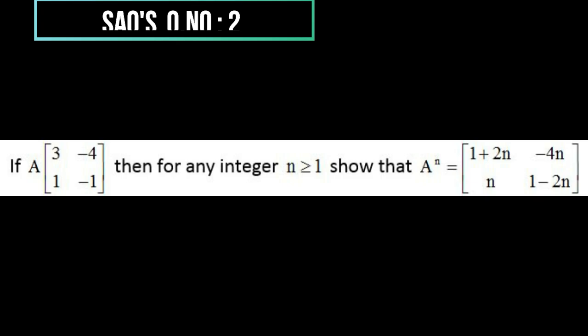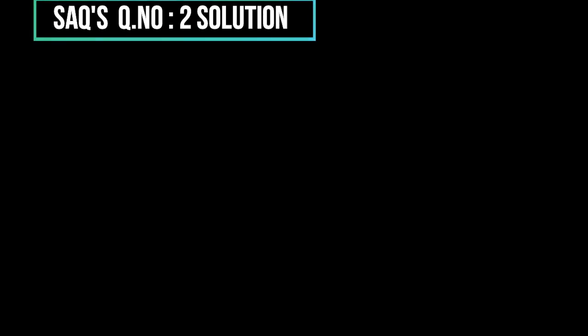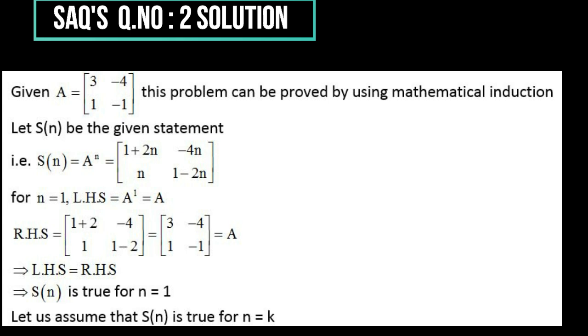Next question. If A is equal to the matrix 3, minus 4, 1, minus 1, then show that A power n is equal to the matrix 1 plus 2n, minus 4n, n, 1 minus 2n. Again, the problem is proved by using mathematical induction. For this, first let S of n be the given statement, that is, A power n is equal to 1 plus 2n, minus 4n, n, 1 minus 2n.